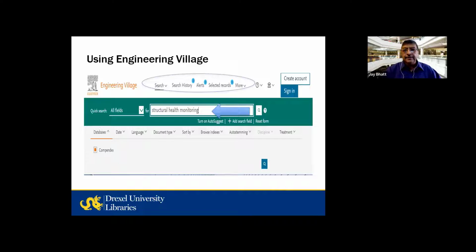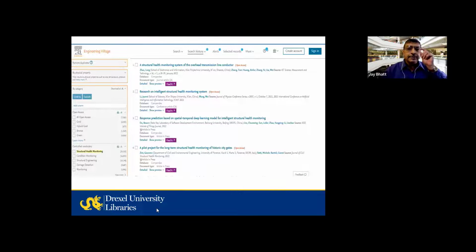So one place searching for all this fantastic information. Now I'm using structural health monitoring as an example, and you can also add additional fields. So when you click on add search field, you will be able to add some additional fields. You can sort by date or document type, like conference papers, journal articles, and so on. So when I click on search, it pulls up a few articles here.